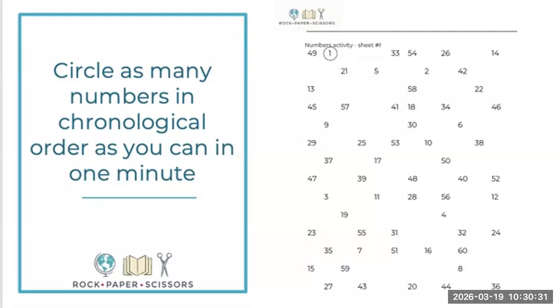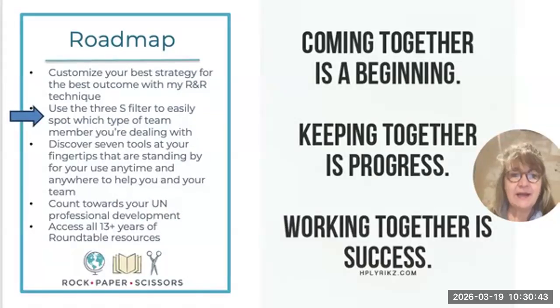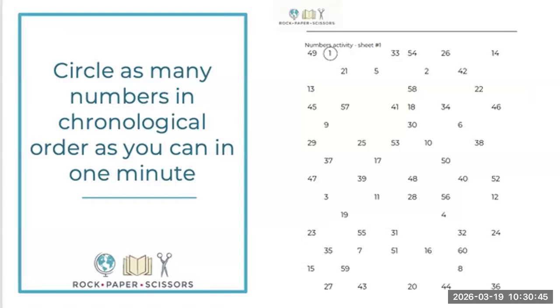Someone just joined us and might be thinking, what the heck are we doing? So we're about to talk about my 3S filter. And we just did an exercise about finding as many numbers as you can in chronological order. I'm going to ask you to do the same task one more time. This time you'll notice there's something different. So again, start with finding one in a second when I say go. You're going to have 1 minute. Do the same task, find as many numbers as you can in 1 minute.